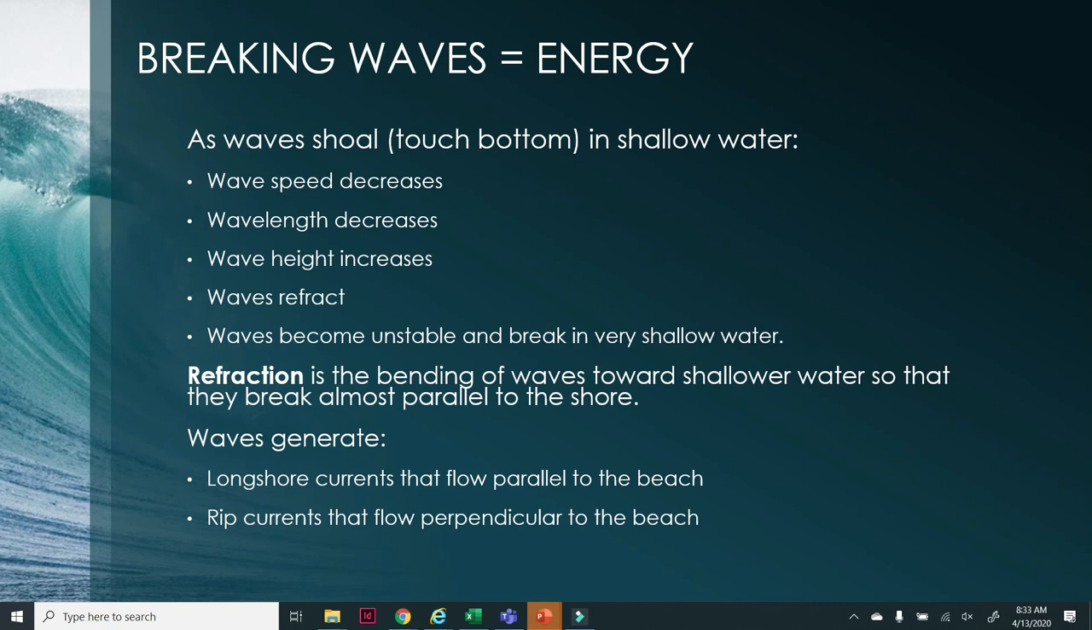And some of the information that we want to think about here with the dynamic shoreline is that waves generate a couple of important things. One thing they generate is something called a longshore current. This current flows parallel to the beach, okay? And then we have rip currents that flow perpendicular to the beach. So two different types of currents that occur because of breaking waves.